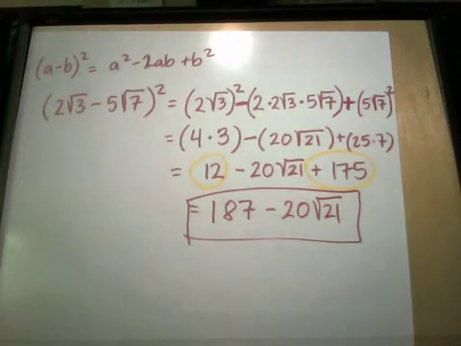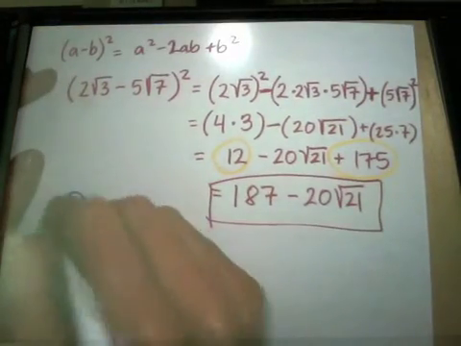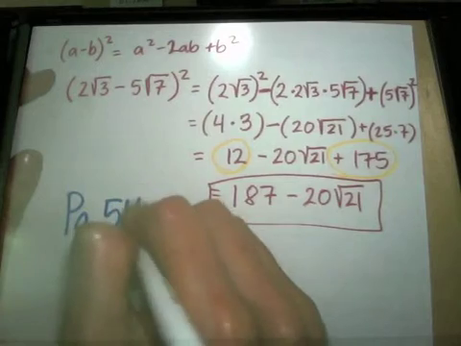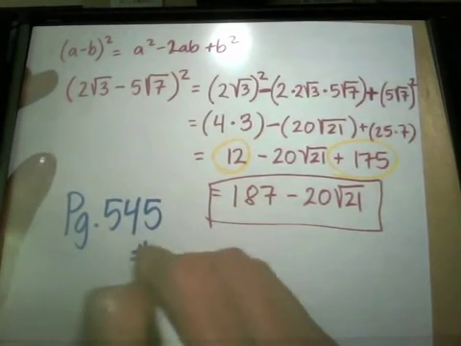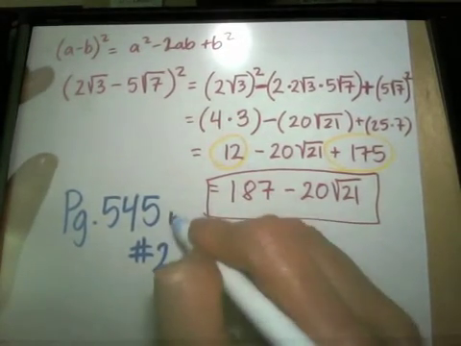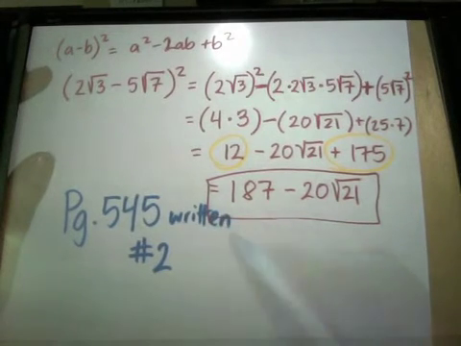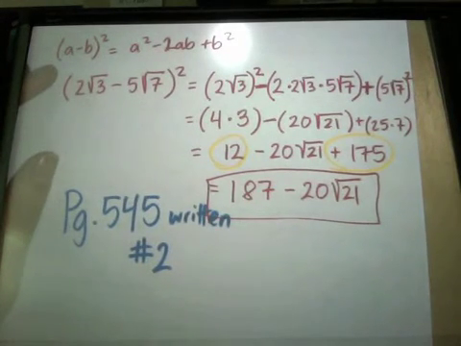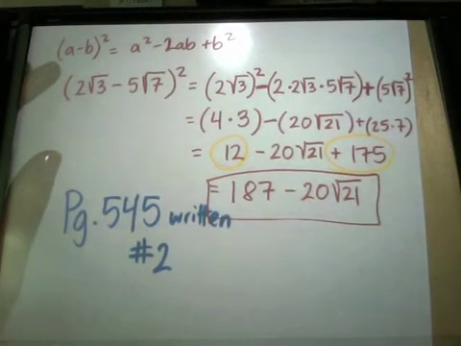Remember, for any of these, if you don't want to use the patterns, FOIL it, write it out side by side, first, outer, inner, last. This will be written exercises. And again, we're going to do 2 through 18. Let me see, is that, yes, 2 through 18 even.